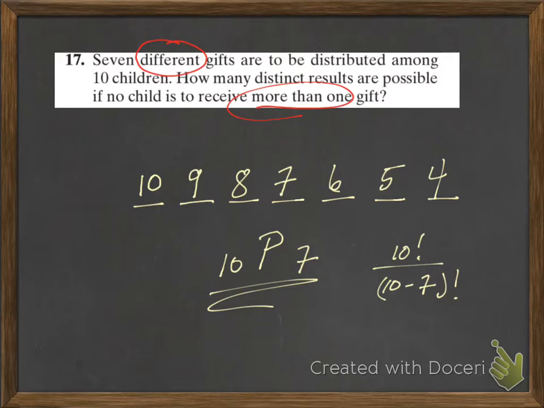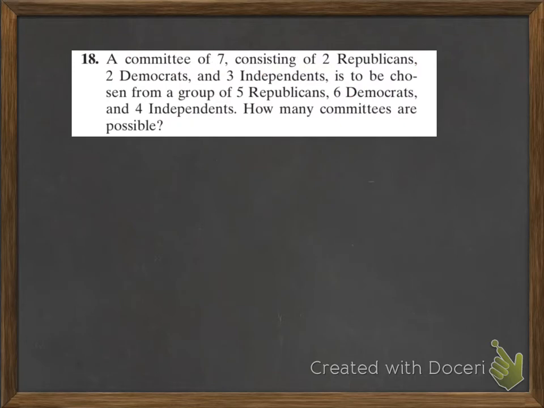All right, let's move on to number 18. A committee of 7, consisting of 2 Republicans, 2 Democrats, and 3 independents, is to be chosen from a group of 5 Republicans, 6 Democrats, and 4 independents. So we have 5 distinguishable Republicans, because people are distinguishable, 6 distinguishable Democrats, and 4 distinguishable independents.